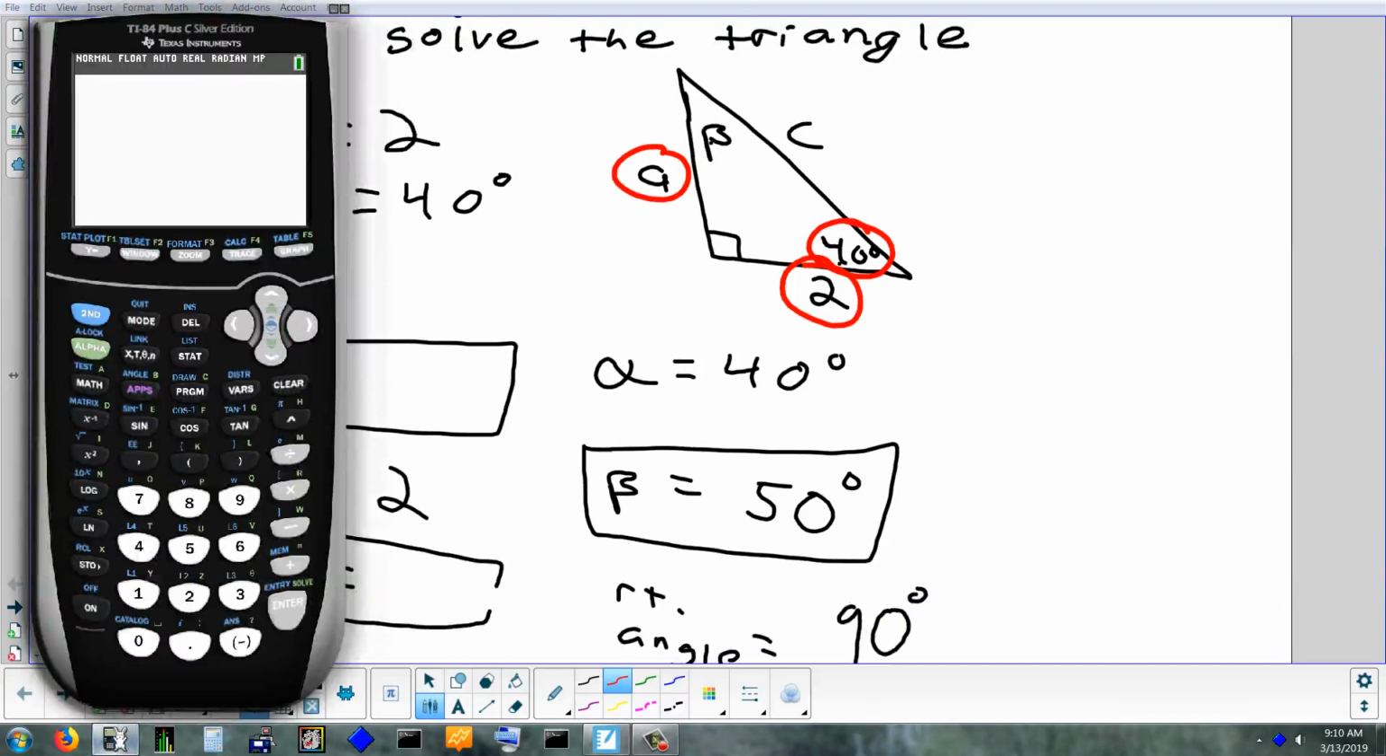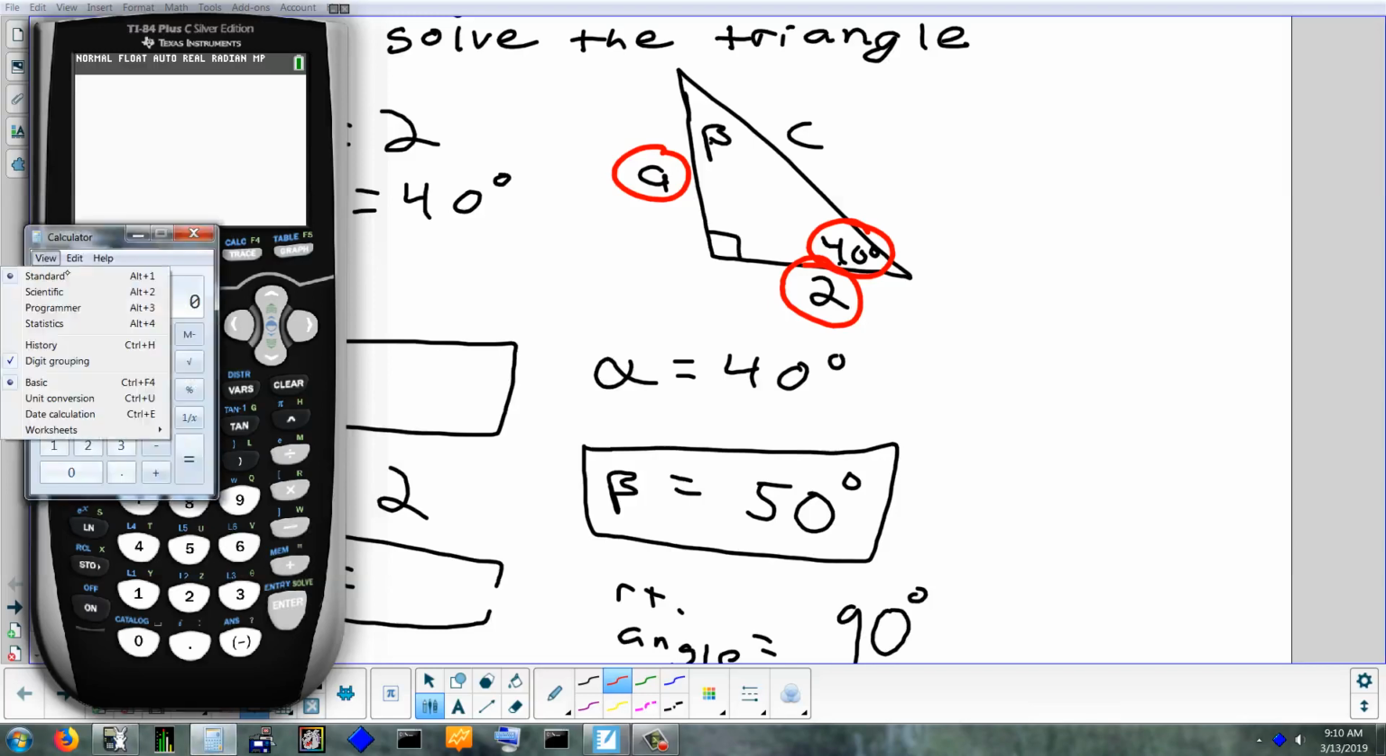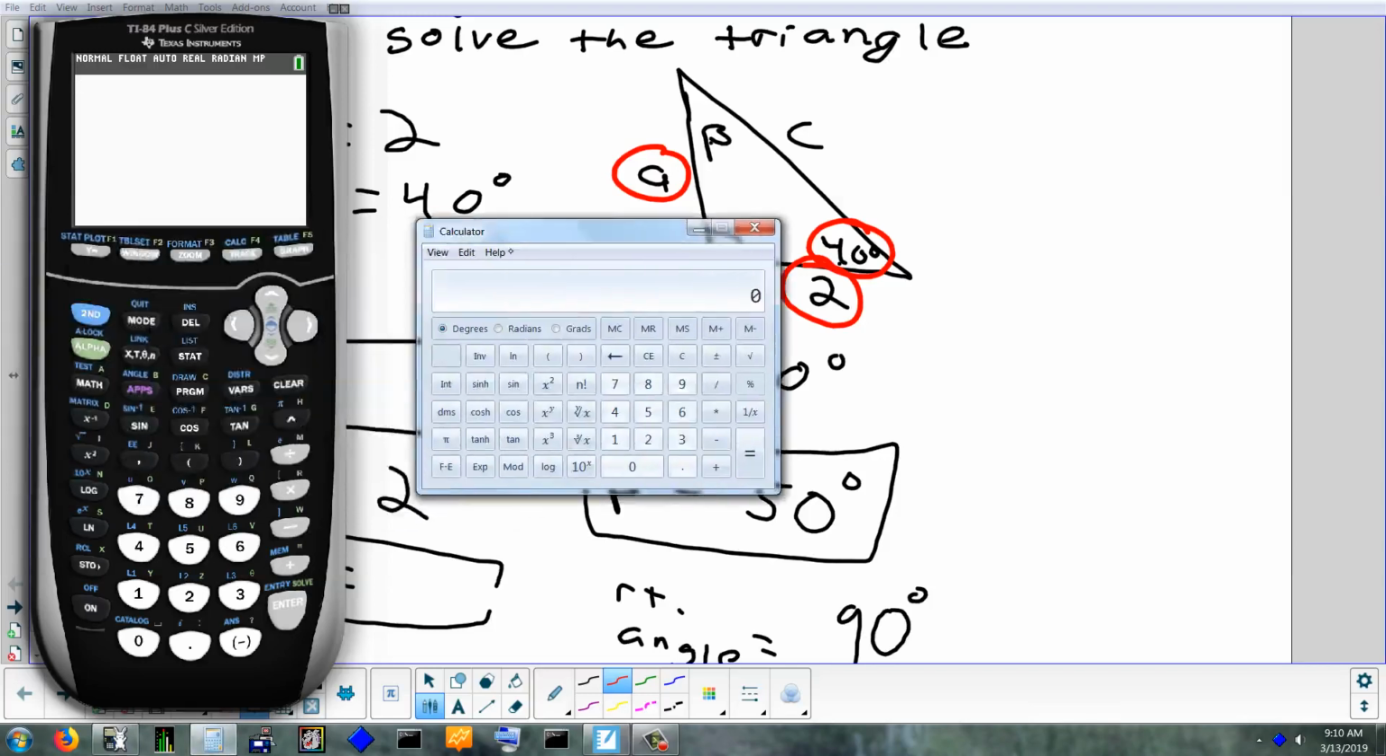Why do you think I'm picking sine, cosine, and tangent? We could use the other ones, but they're more work. How come? Those are the most basic ones. Okay, so they're the most basic ones. What else? Oh, they're the only ones on the calculator. They're the only ones on the calculator.